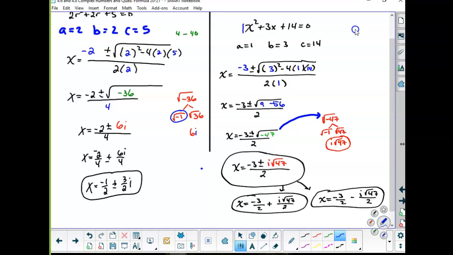And then for some reason I decided to write this one as two separate answers instead of using the plus minus. But notice both of these examples are imaginary numbers because they both have a square root of a negative. Anytime the discriminant is negative, you know your answer is going to have an i in it, an imaginary number.